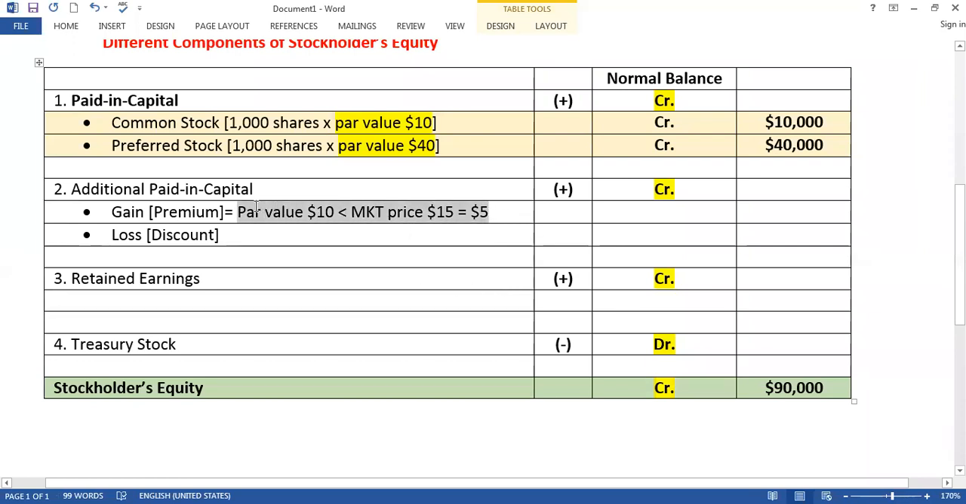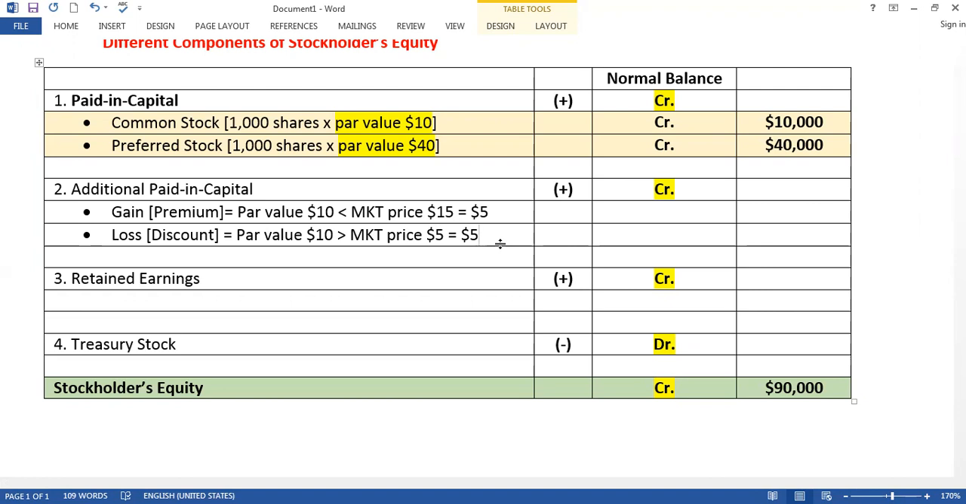Look at another example. So the $5 will go to the additional paid-in capital. Par value is $10, but the market price is $5. Do you understand? The share price is $10, and you go to the market to sell your share, and your share does not have any demand. Finally, you sell your share for $5, right? So you have a loss.